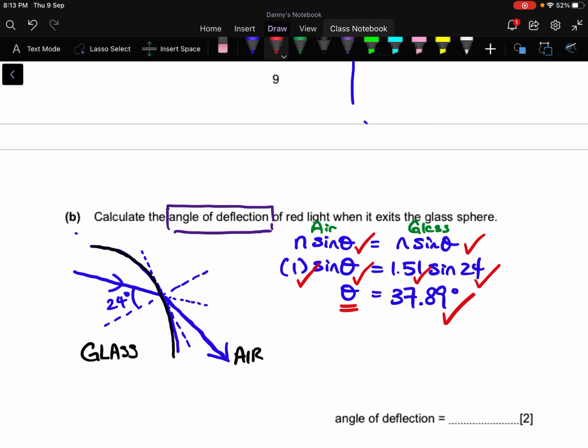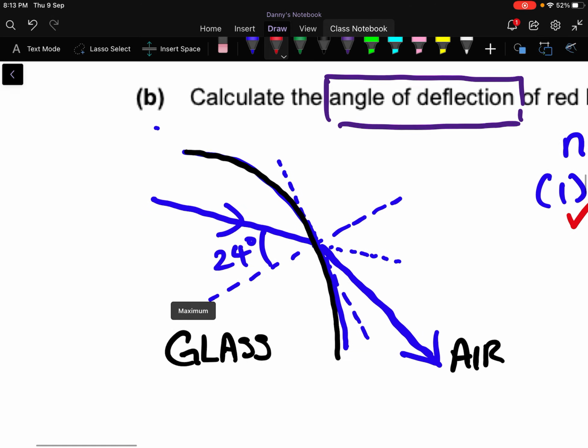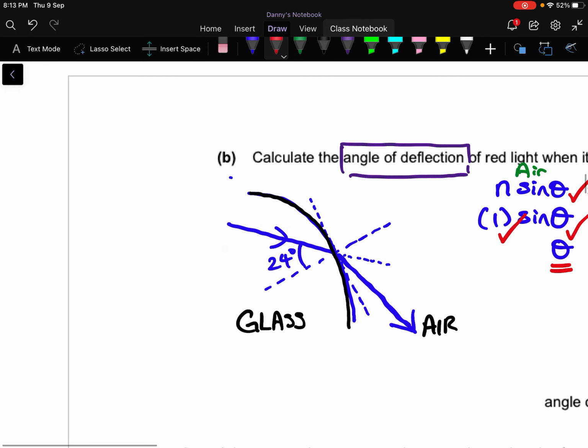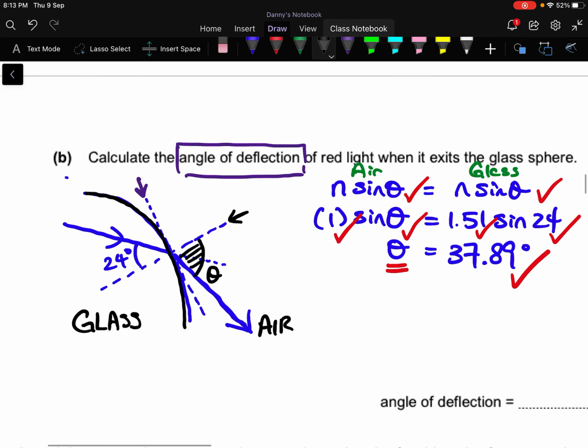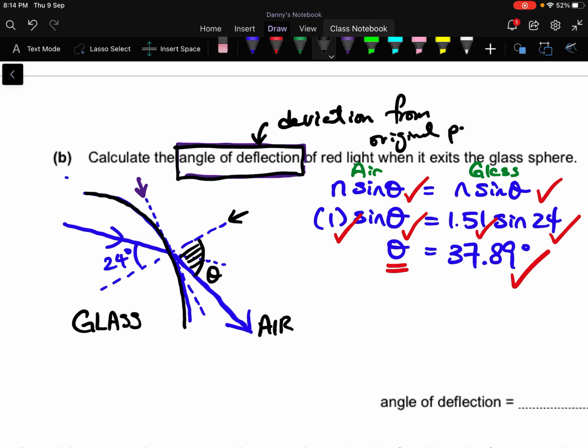So I said many times, Snell's law, the theta is always from the normal to the ray. So if you look at this diagram, where is the normal? Well, this is the tangent to the curve. That means this is your normal. That means this is your theta. What does it mean by angle of deflection? Deflection means deviate from the original path. From original path. Where's the original path?